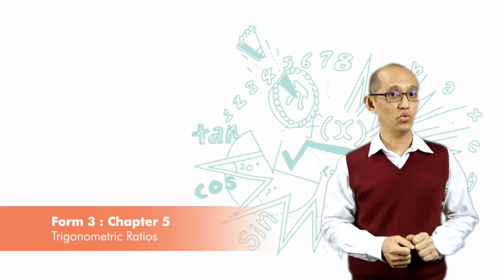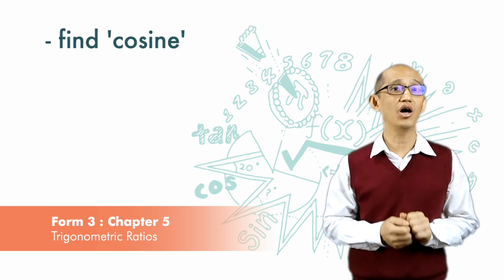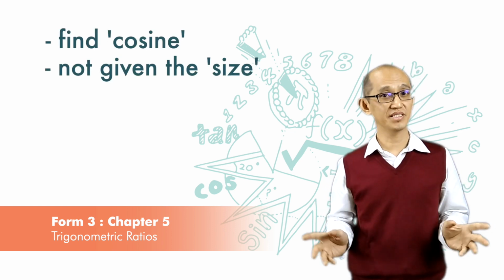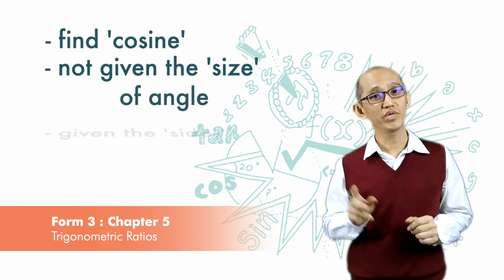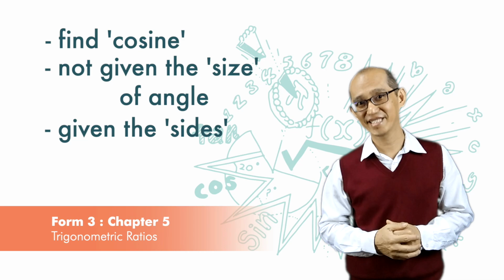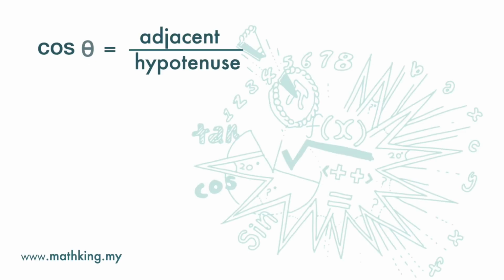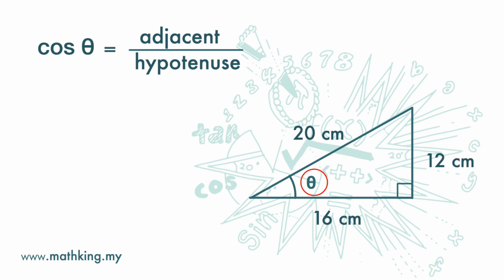Let's look at a few questions where we are required to find the cosine of an angle. We are not told the size of the angle, but we are given the sides. Cos of theta is adjacent over hypotenuse. If we know the length of the adjacent side and the length of hypotenuse, we can find cos theta.